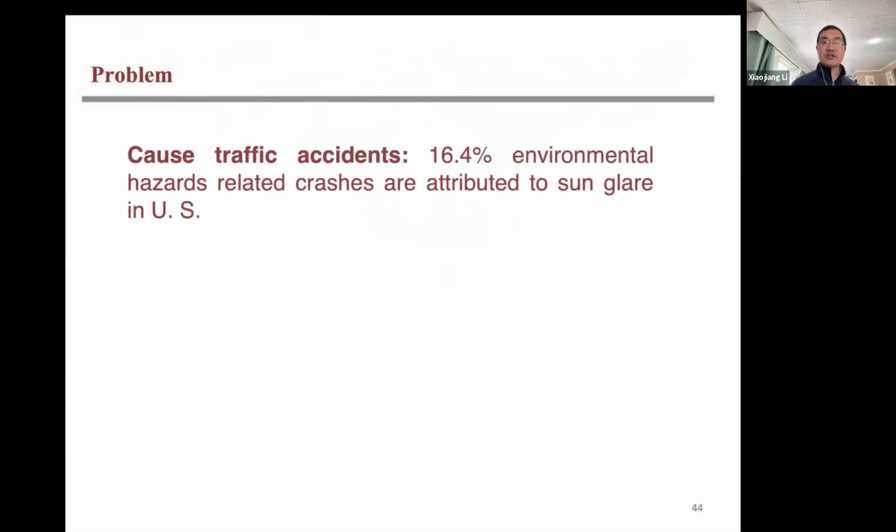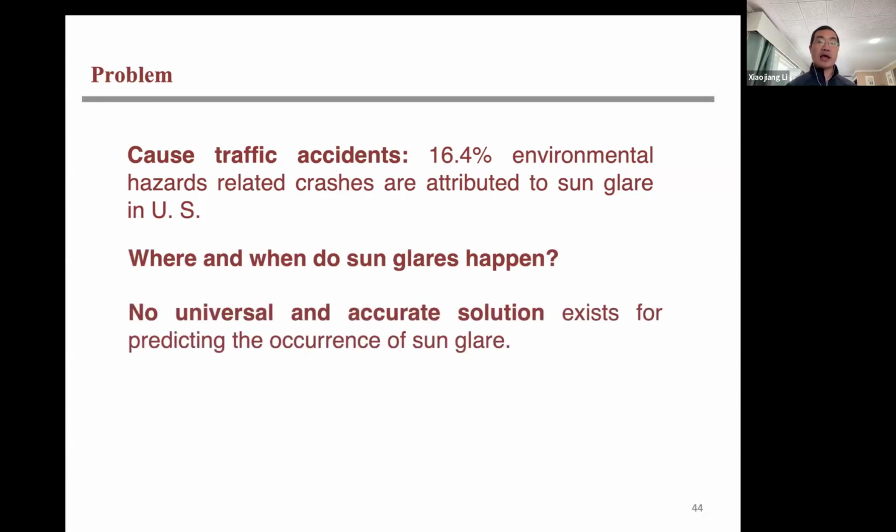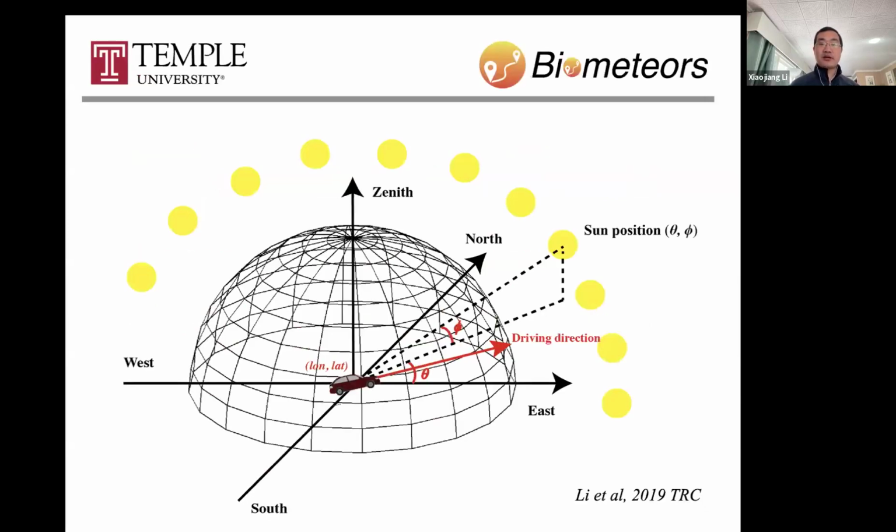There are reports showing that about 16% of environmental hazard related crashes are attributed to sun glare in the United States. But we don't know when and where sun glare happens, and there's no universal or accurate method to predict the occurrence of sun glare. I got this idea from my personal experience. I drove to Walmart to go shopping, and I realized the sun dazzling made my driving super difficult. So I had to pull over and wait for a while, and then I moved forward.